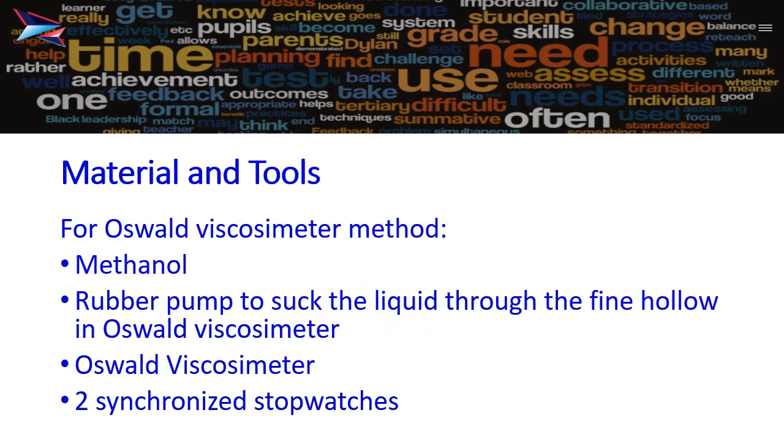Materials and tools for the Ostwald viscometer method. In this method, we are using methanol as the material, a rubber pump to suck the liquid through the fine hollow in the viscometer, the Ostwald viscometer itself, and 2 synchronized stopwatches.